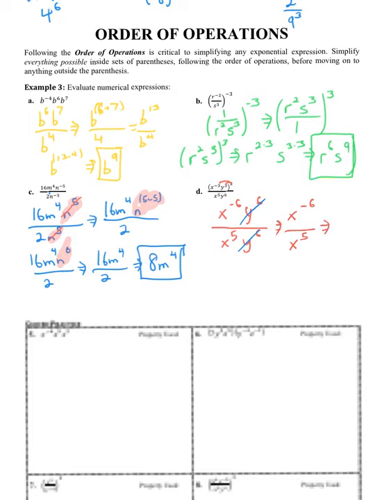And then I can rewrite this as 1 over x to the 6th times x to the 5th. And x to the 6th and x to the 5th is going to become x to the 11th. So I'm going to get 1 over x to the 11th, and that would be my simplified result for problem D.